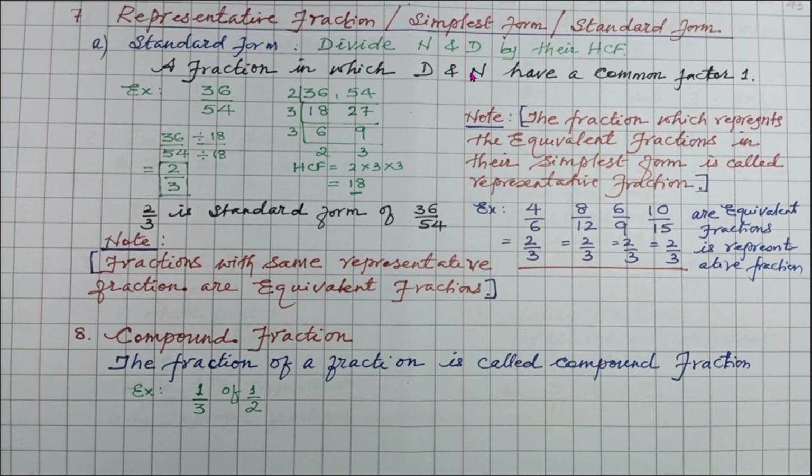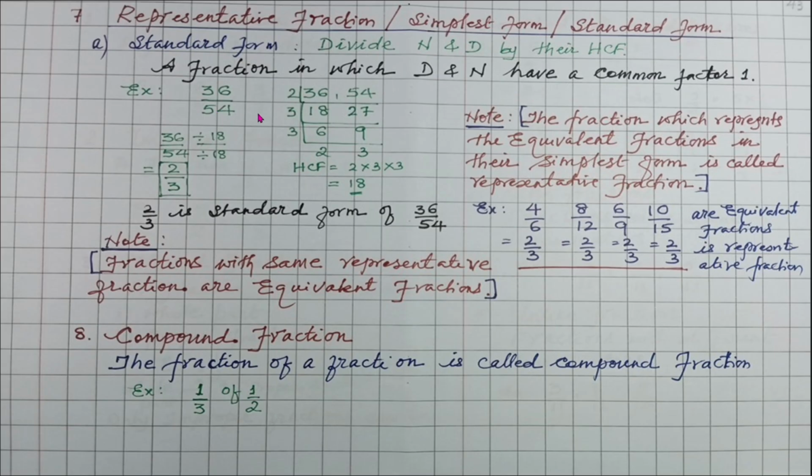Now representative fraction, or simplest form of a fraction, or standard form of a fraction. Let us understand, all mean the same here. Let us take an example. Let us say we have a fraction n upon d. When we divide n and d, that is the numerator and denominator of a fraction, by their HCF, then we get the representative fraction, or the simplest form of the fraction, or the standard form of the fraction.